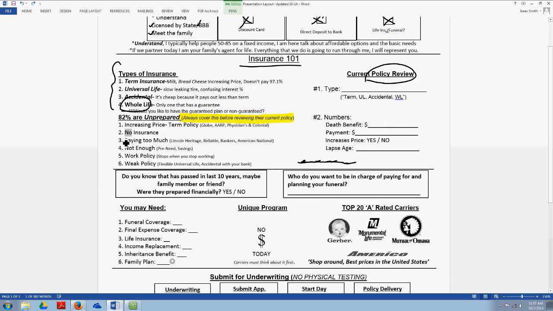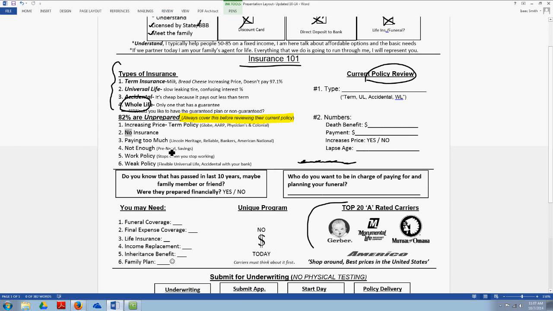Lincoln Heritage, Reliable, Bankers Life, these are wonderful companies, great organizations, but their prices are simply higher than the companies that I can offer you. They're simply just too much. And if you're on a fixed income, wouldn't you agree that you like to save as much money as possible? Right. So if I could save you money, let's save you money.